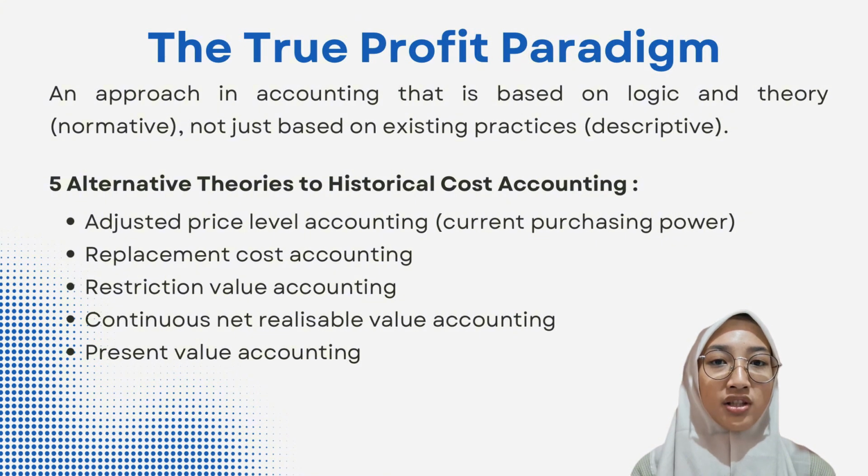Five alternative theories to historical cost accounting. Proponents of the true or deductive earnings paradigm propose five alternative approaches to overcome the shortcomings of historical cost accounting. 1. Adjusted price level accounting. Adjust the value of assets and earnings based on changes in the price level.